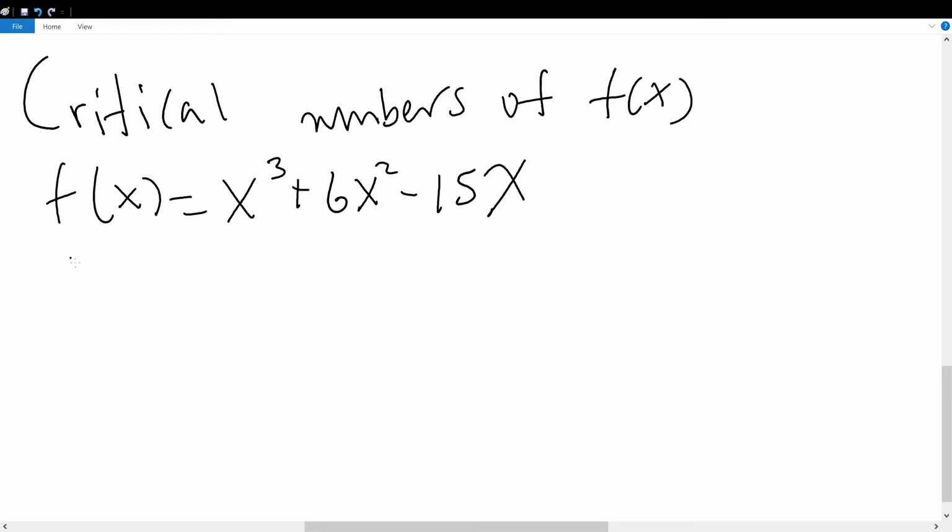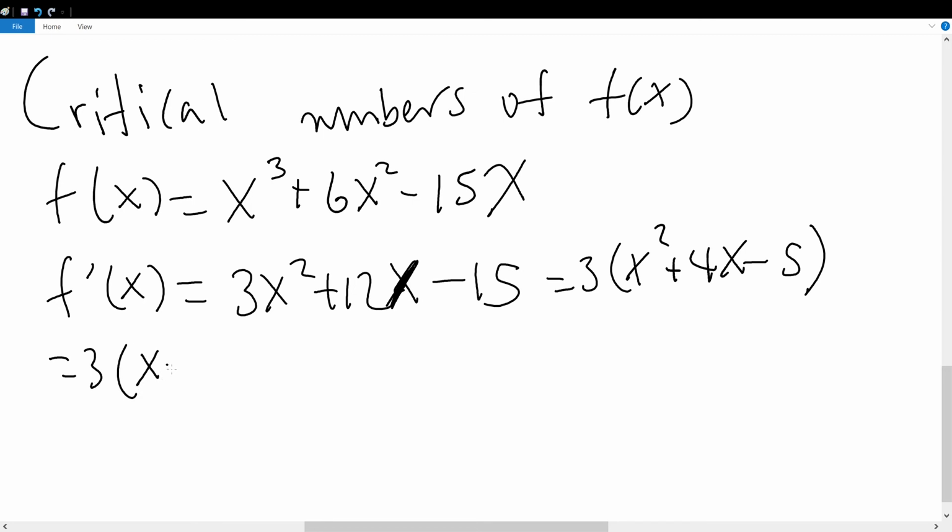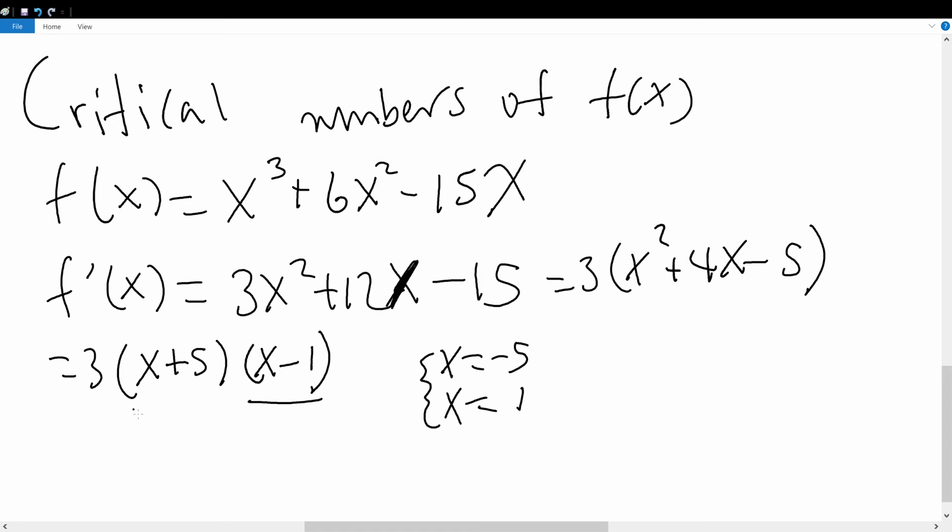Well, we know to find critical numbers, we use the extrema theorem. So we first take the derivative of this, which gives 3x squared plus 12x minus 15. Now we can simplify this by taking 3 out, so x squared plus 4x minus 5. Then we can factor that to be equivalent to x plus 5 times x minus 1. So you know that there are going to be critical points at x equals -5 and x equals 1 by looking at this here.